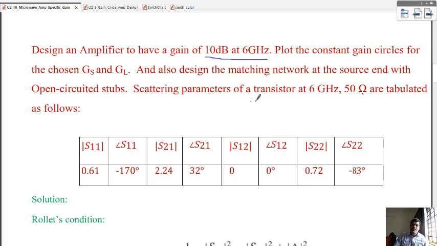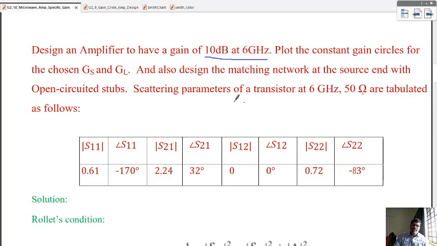So the scattering parameters of a transistor at 6 GHz at 50 ohm characteristic impedance are tabulated as follows. The magnitude of S11 is 0.61, angle of S11 is minus 170 degrees, the magnitude of S21 is 2.24 and the corresponding angle is 32 degrees, S12 is 0, angle also 0 degrees, and S22 is 0.72, with the corresponding angle minus 83 degrees.